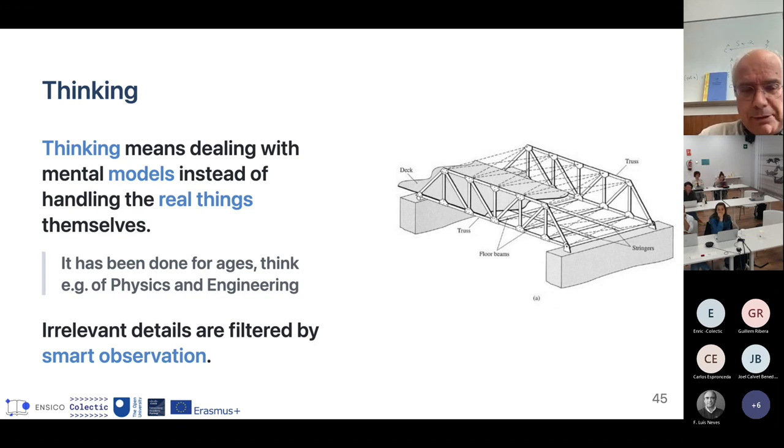And what's very important is that irrelevant details are filtered by smart observation. So a good observer, for the fulfillment of a particular task, is able to discard the aspects of reality which don't belong to the solution. I mean, that's another side of reality. We want to cope with this part of reality.